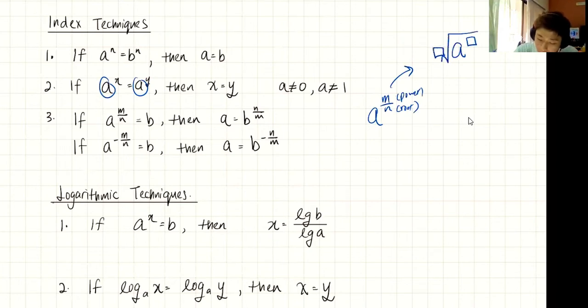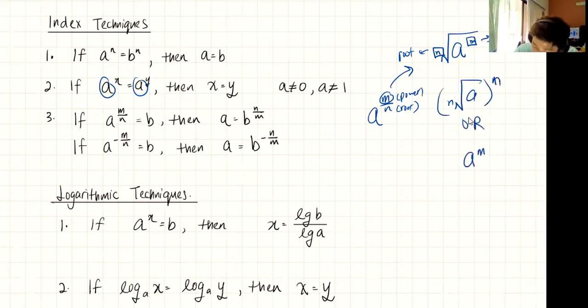So it's something like a to the power of this, this is the power, and this is the root. So what you do is you put m here, this is the power, and your root you put here. It doesn't matter which one you solve first. You can solve the root first, then you power it, or you power first, then you root it. Understand? It doesn't matter. It will turn out to be the same answer.